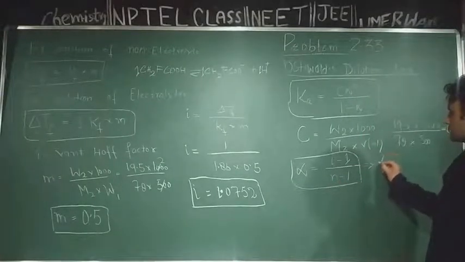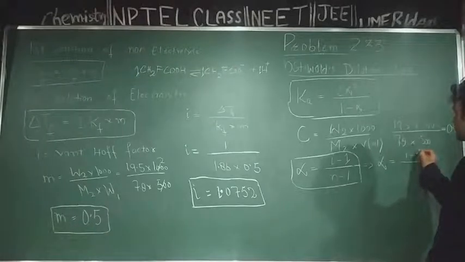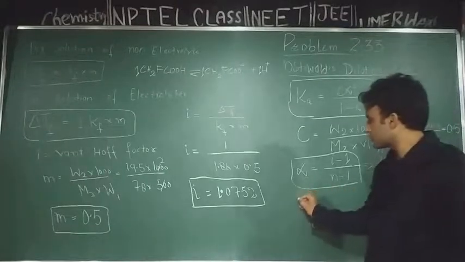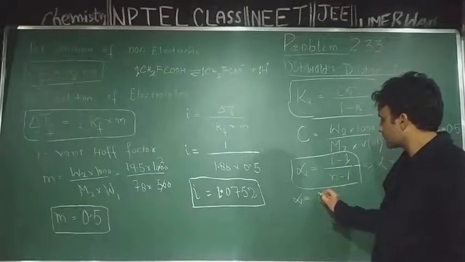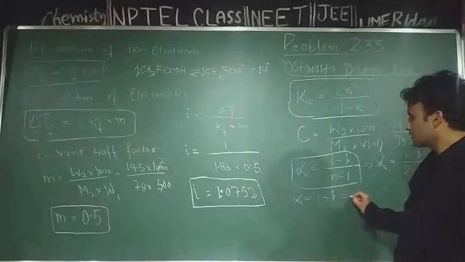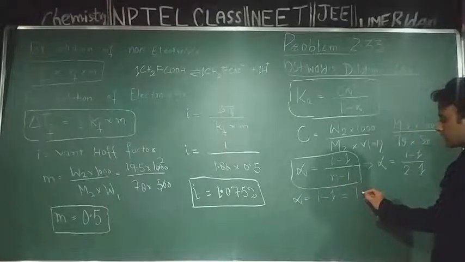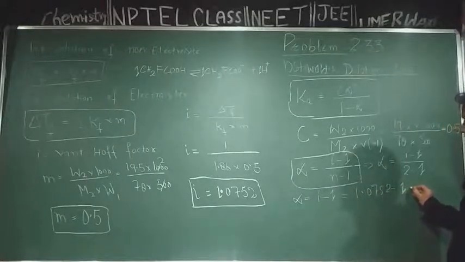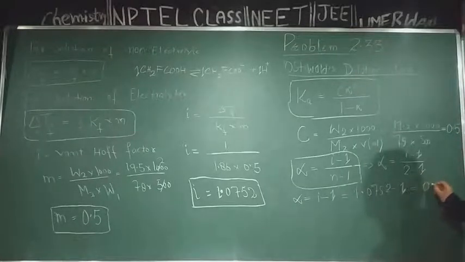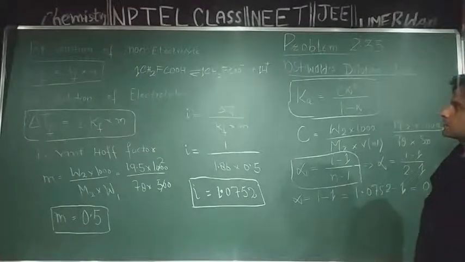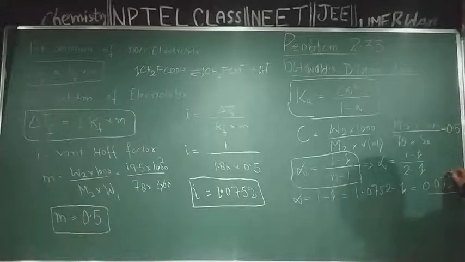I will get alpha is equal to i minus 1 divided by 2 minus 1. Alpha will be equal to i minus 1. Now i is given. I already calculated the Van't Hoff factor in step first: 1.0752 minus 1. It will come equal to 0.0752. Alpha I got equal to 0.0752, which is less than 1, confirming that it is not a strong electrolyte, it is a weak electrolyte, because its degree of dissociation is less than 1.